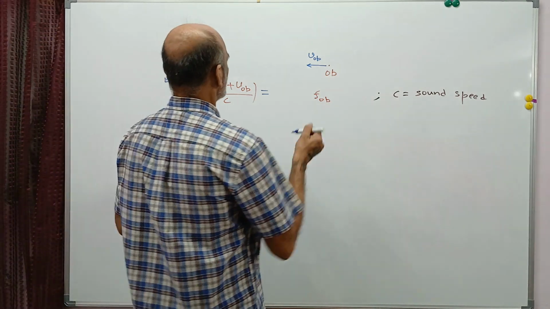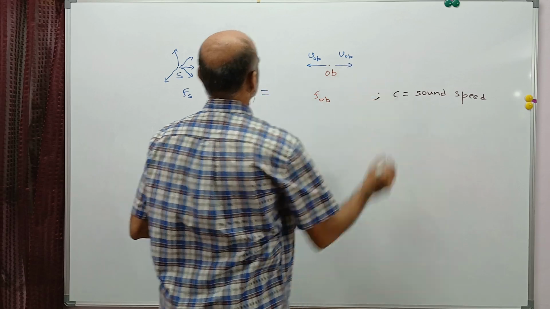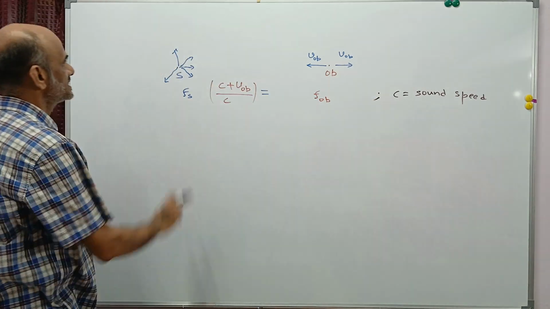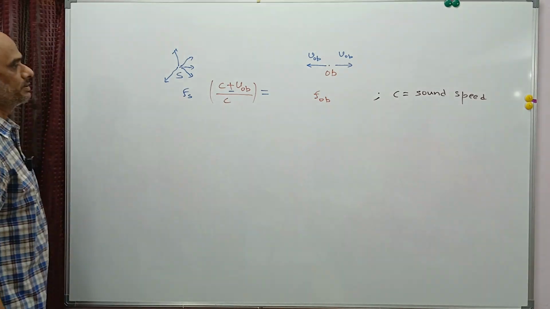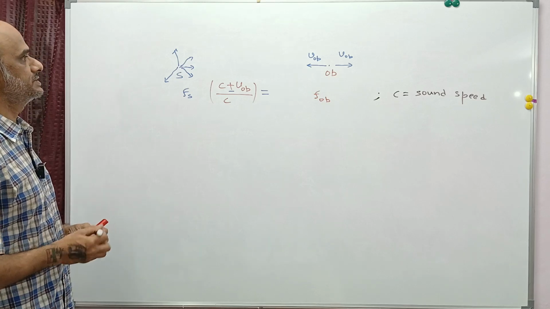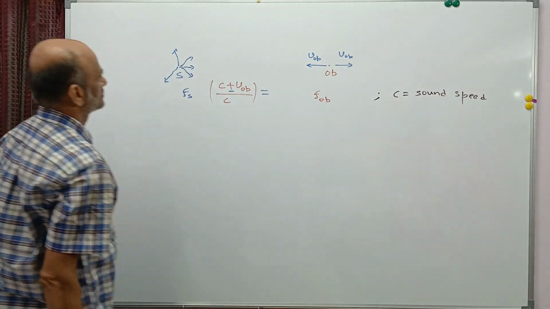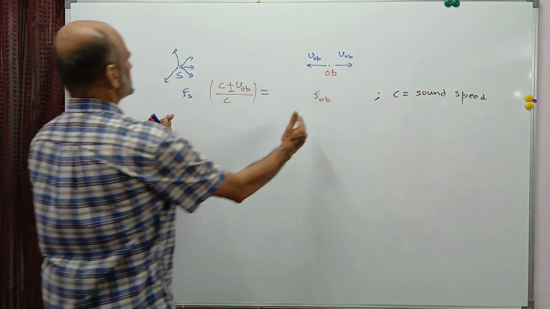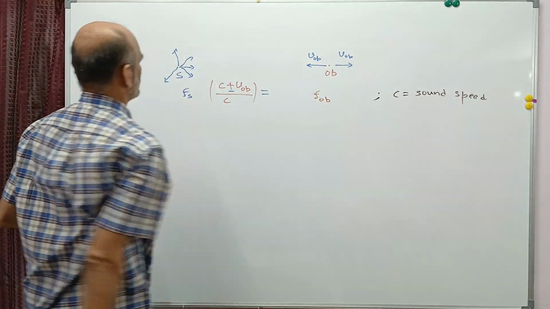And if the observer is moving away from the source, then the frequency of the observed sound will be less than the source frequency by a factor (C minus VOB) by C into Fs. So basically the frequency of the observed sound will increase if the distance between the source and the observer is decreasing. That will happen when the observer is moving towards the source. And when this distance is increasing, the frequency will drop down. That happens when the observer is moving away.